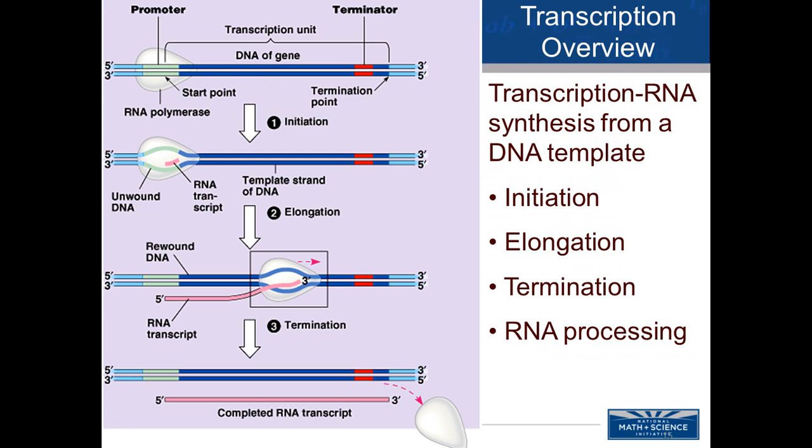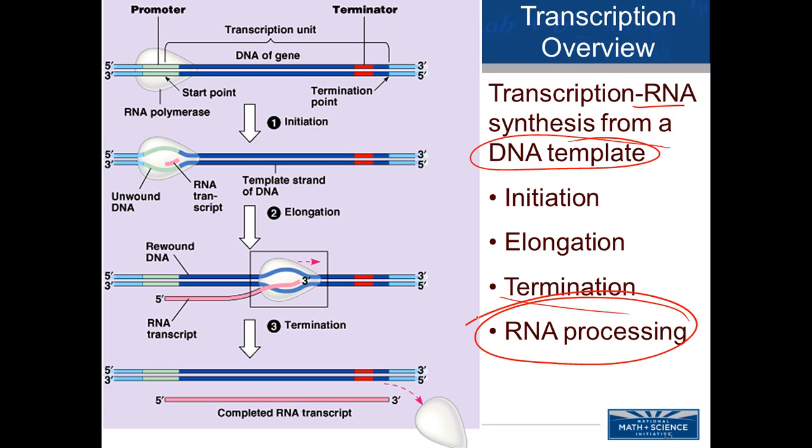Alright, so this is an overview of transcription. We're going to get down to the nitty-gritty. Remember, transcription means that we are going to make RNA using a DNA template, and there's initiation, where the RNA polymerase is going to attach. Then there's elongation, where now we're making the RNA molecule, and then there's termination, where the process stops. Once the RNA is synthesized, if you're talking about a eukaryotic cell, then the RNA has to be processed.